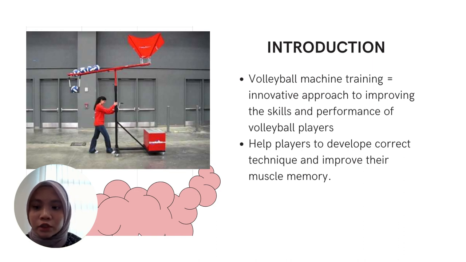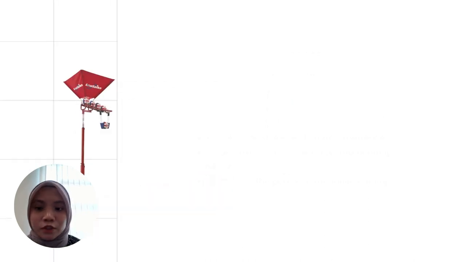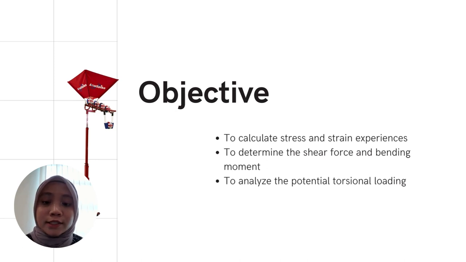It involves the use of machines and technology to simulate game situations, deliver consistent and accurate ball placement, and offer players repetitive and controlled practice opportunities. This mission will help players develop correct technique and improve their muscle memory. We're going to go to the next slide, which is the objective.